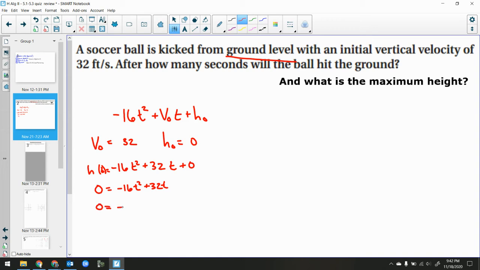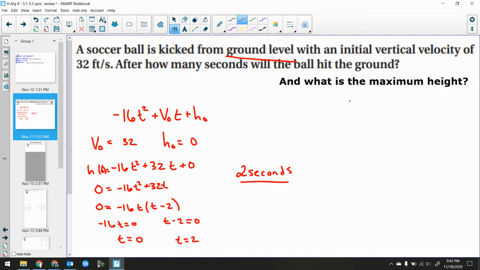So let's factor it, because that's the only way we know how to solve this right now. Let's factor out a negative 16t. We're left with a t minus 2 after we factor out the negative 16. So we have negative 16t equals 0 and t minus 2 equals 0. We divide over the negative 16, we get t equals 0. We add over the 2, t equals 2. So when is the ball at ground level? It's at ground level at time 0, then again at time 2. So therefore we can say 2 seconds.